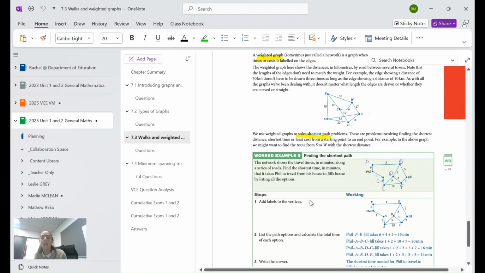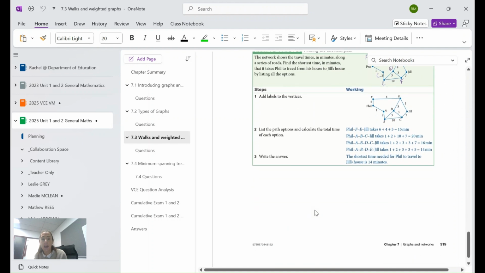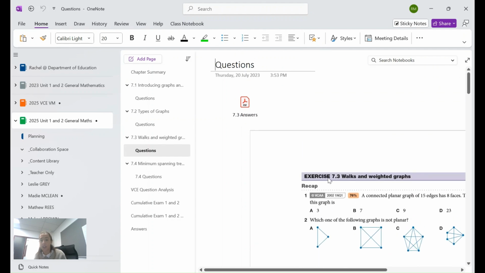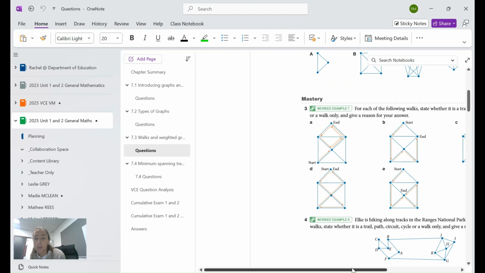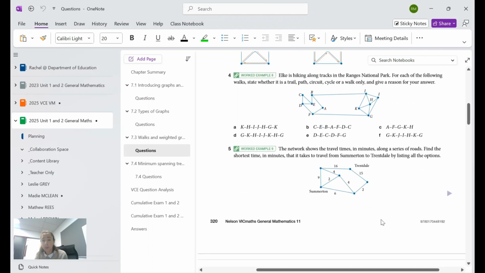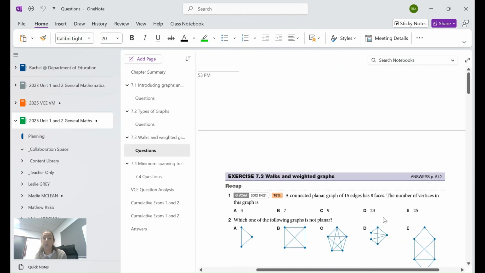Again, take yourselves through the worked example, talk through it, draw it up on the board, and then complete the question. And then I want you to go on and have a go at these questions. You will need to use that flow chart to help you understand whether it's a trail, path, circuit, or cycle, or just a walk. That is probably going to be the most critical part to get your head around and probably the one that will take the longest time. So I need you to do the practice and do the work. We will revisit it next lesson.